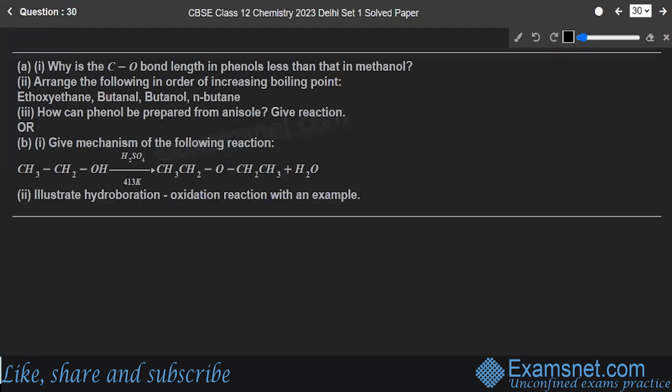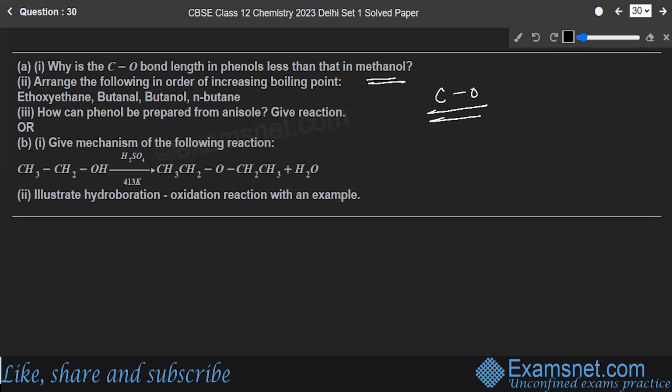Question number 30. It has two parts, two choices actually. You can attend either of them. The first one has three questions, and the second one has two questions. Let's go with the first part. It says, why is the CO bond length in phenols less than that in methanol?